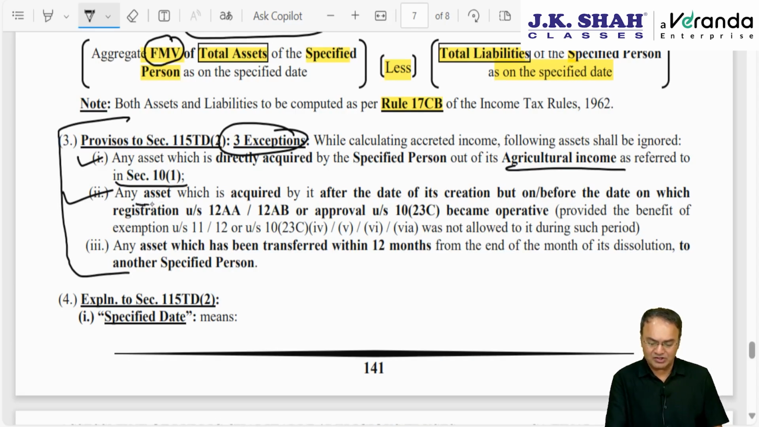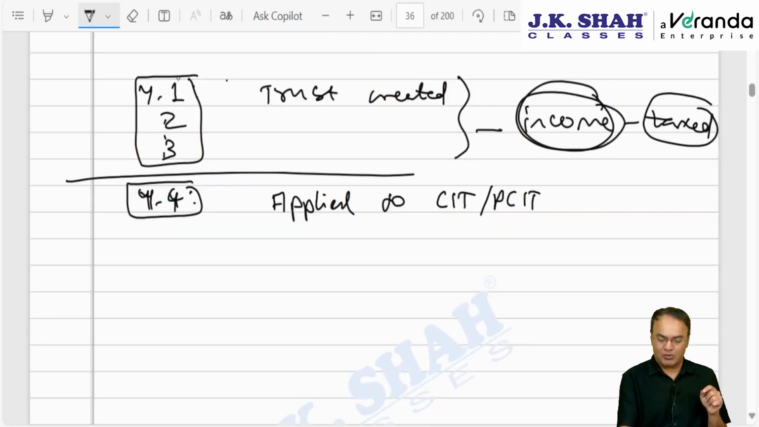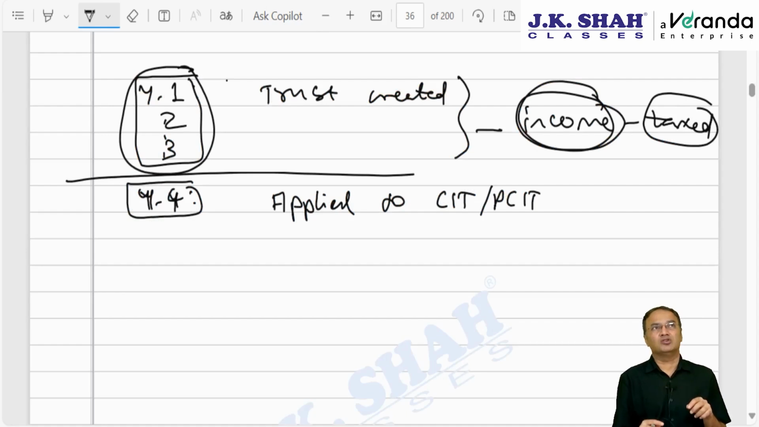Okay, so any asset which is acquired after the date of creation or establishment, but on or before the date from which registration became operative or approval under 10(23C) became operative, provided exemption was not allowed during those 3 years. Provided exemption was not allowed. Was it possible to claim exemption without registration?